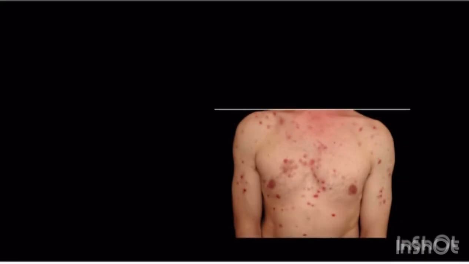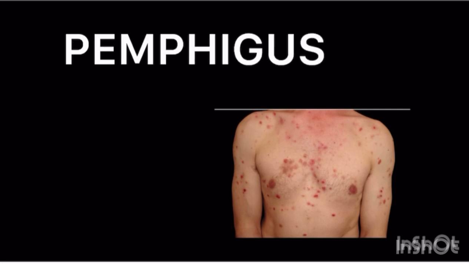Hello everyone. Today we will be discussing pemphigus. So what is pemphigus? It is actually a skin disease and also a vesiculobullous lesion which is autoimmune in origin, and its characteristic features are blistering which occurs in cycles, and it is a life-threatening disease.